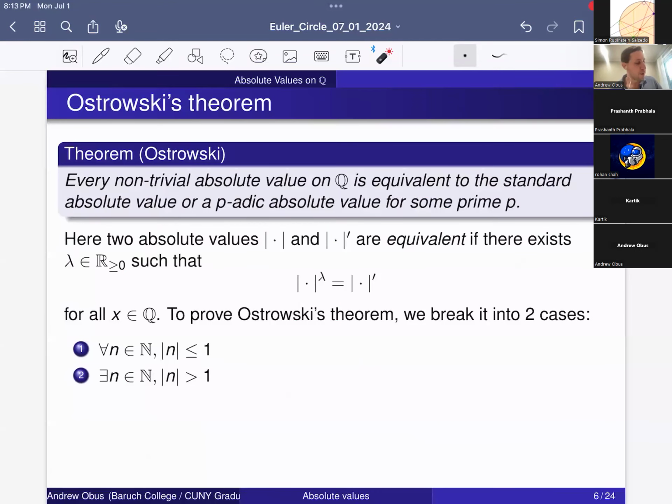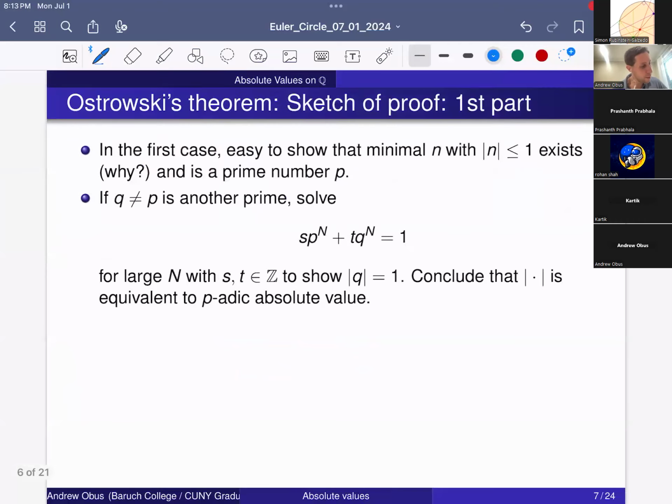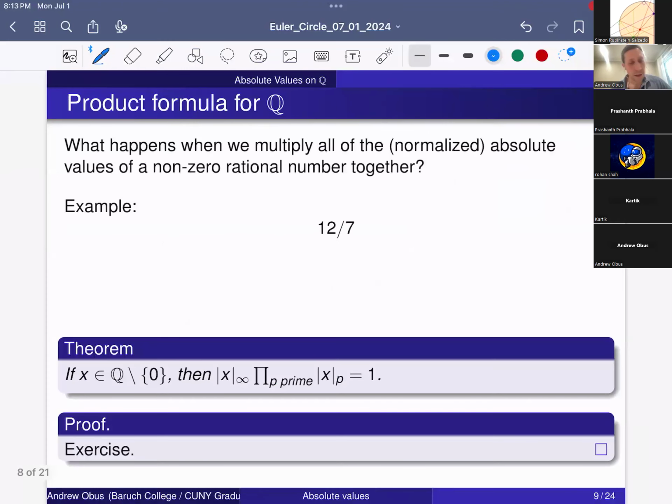To prove Ostrowski's theorem, you need to break it into these two cases. This is the non-Archimedean case, and this is the Archimedean case. I think I'll skip the proof, but let's just say that this is everything that we have: the p-adic absolute values, the standard absolute value, and the trivial absolute value. And that's it. So what's the product formula for Q?